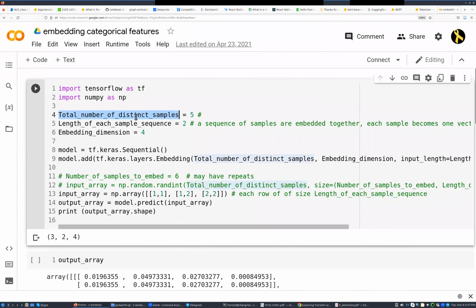I want to give a simple demo to show how to do it. The first thing you want to do is tell how many embeddings you want to prepare in the embedding layer. So you want to provide an important argument, which is the number of distinct samples.